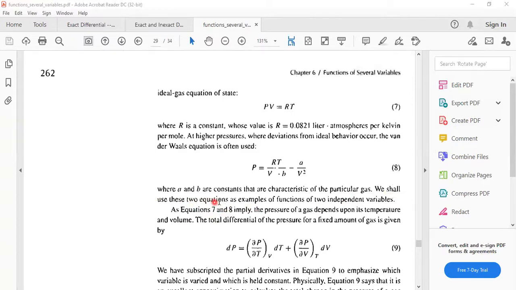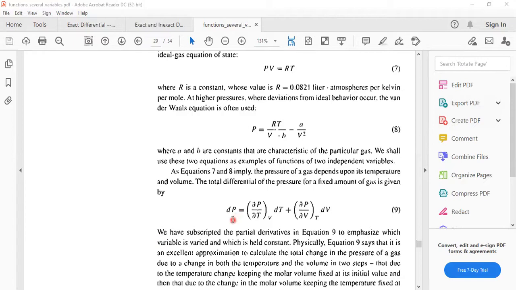We shall use these two equations as examples of functions of two independent variables. Here P is a function of two independent variables, the independent variables being volume and temperature. Pressure is a function which depends upon volume and temperature. These equations 7 and 8 imply the pressure of a gas depends upon its temperature and volume. The total differential of the pressure for a fixed amount of gas is given by dP.